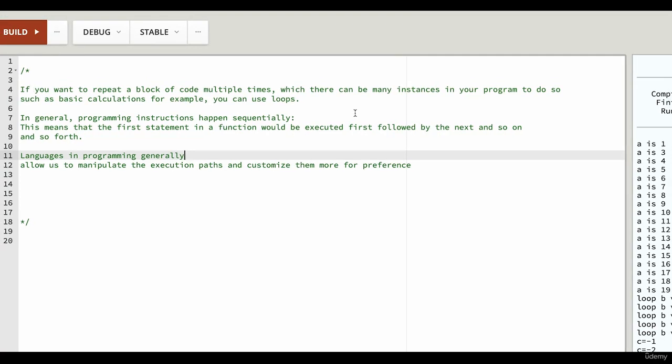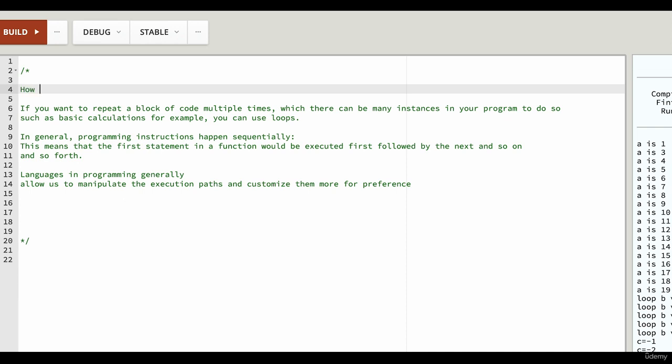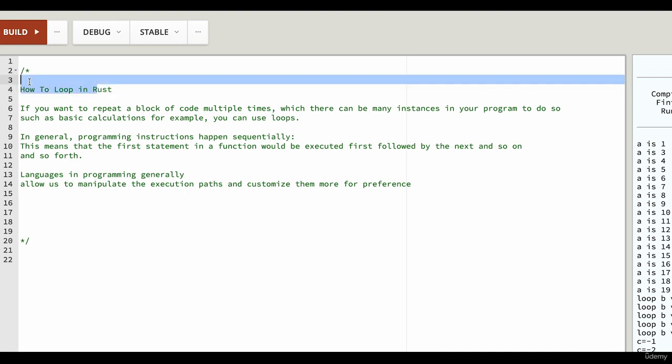Okay, welcome. Welcome to a lesson on, and let me actually title this, How to Loop. Do the loop-de-loop in Rust. Okay. So looping is very important in languages programmatically, in general. So why? What is a loop and why does it matter?